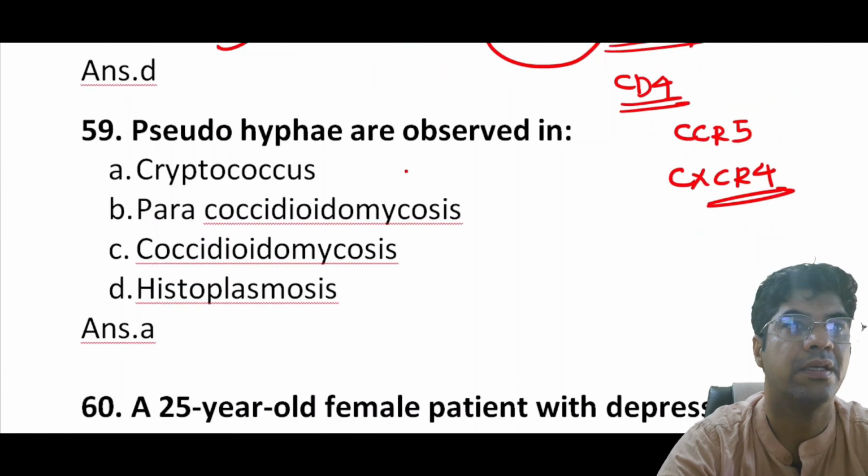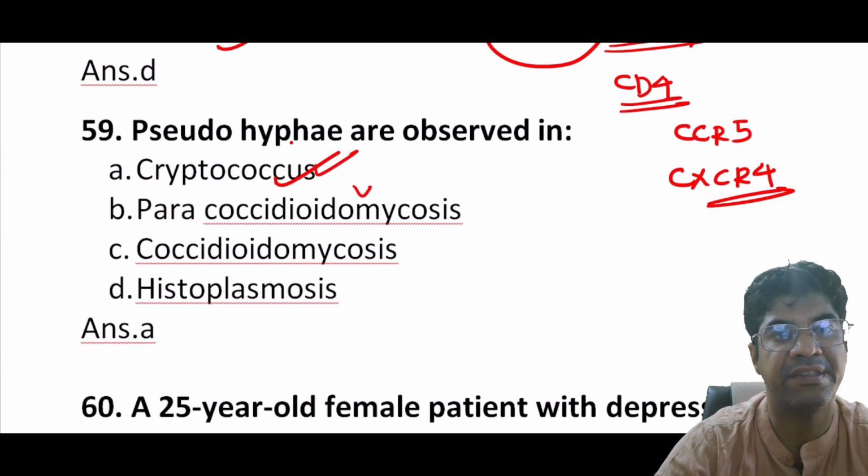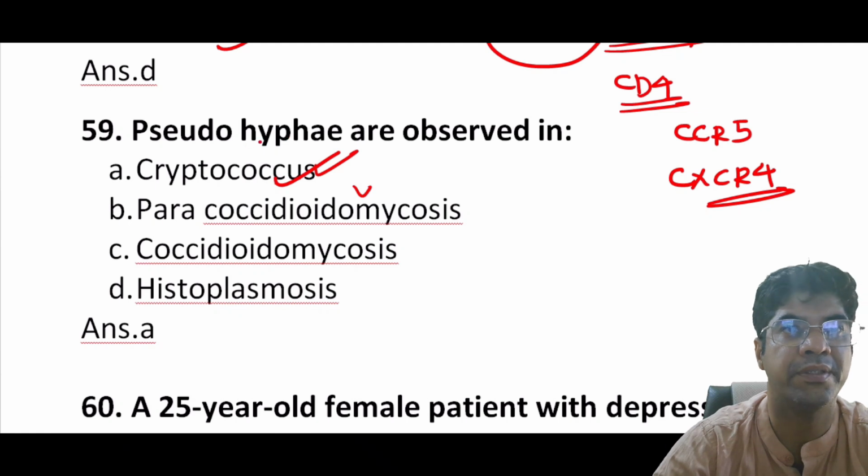Pseudohyphae, they are observed in Cryptococcus. So the most common presence of pseudohyphae is seen with the Cryptococcus. So Cryptococcus, it is a fungal genus that commonly causes infection in HIV individuals, particularly patients with AIDS. The fungal cells of Cryptococcus, they are encapsulated yeast cells, and on microscope you would see pseudohyphae.